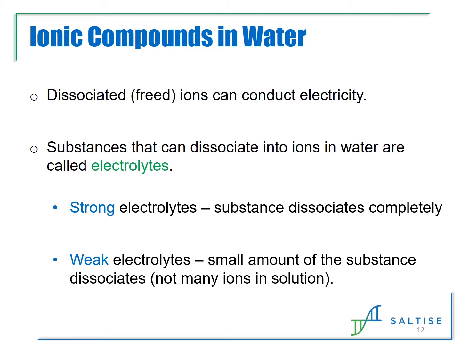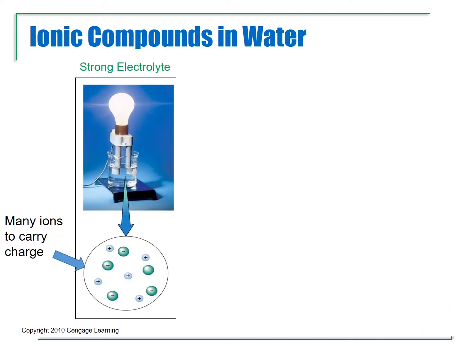Such solutions have very few ions present, so they would not conduct electricity very well. The strength of the electrolyte is important when we look at acids and bases later on in the module. You can test the strength of electrolytes by carrying out a simple test. In the image you see here, there's a break in the circuit so that the electrical current will not flow through the light bulb unless the circuit can be completed.